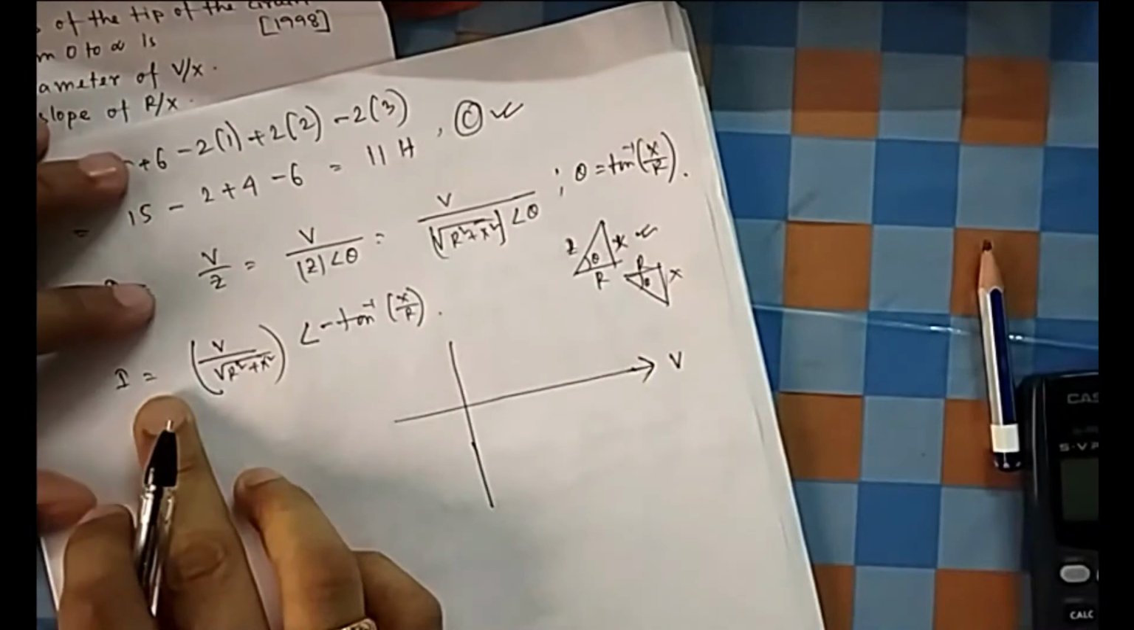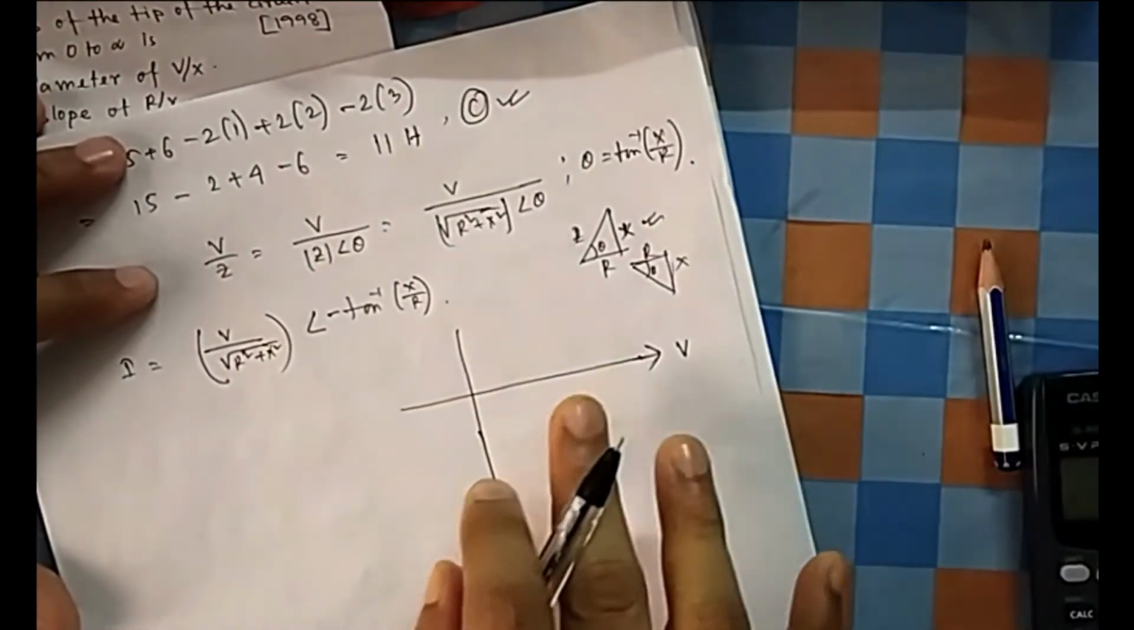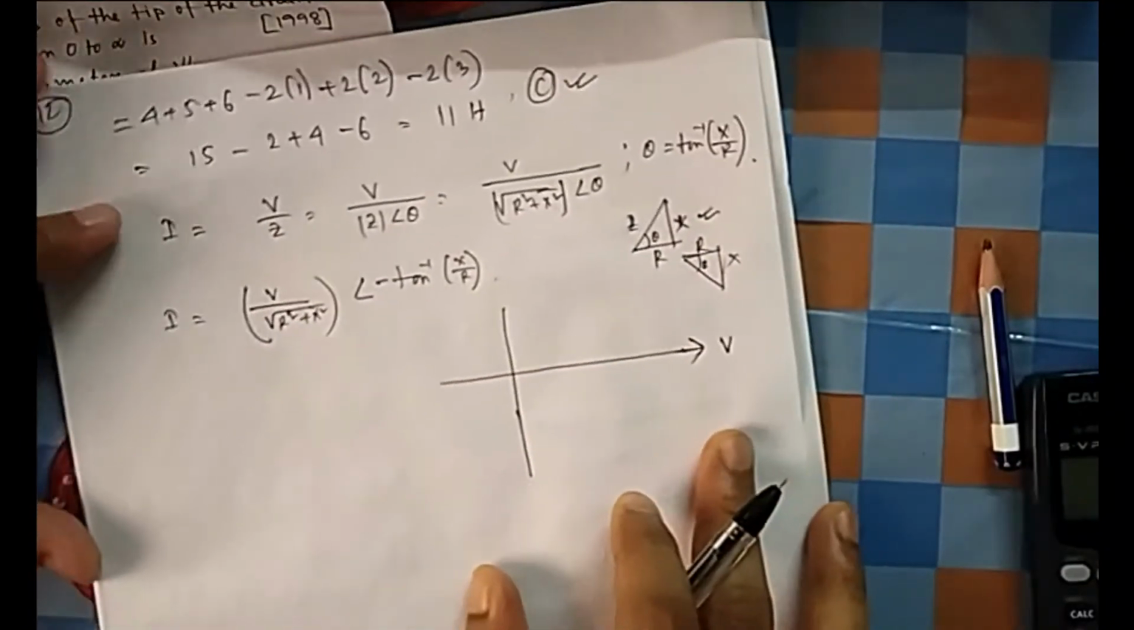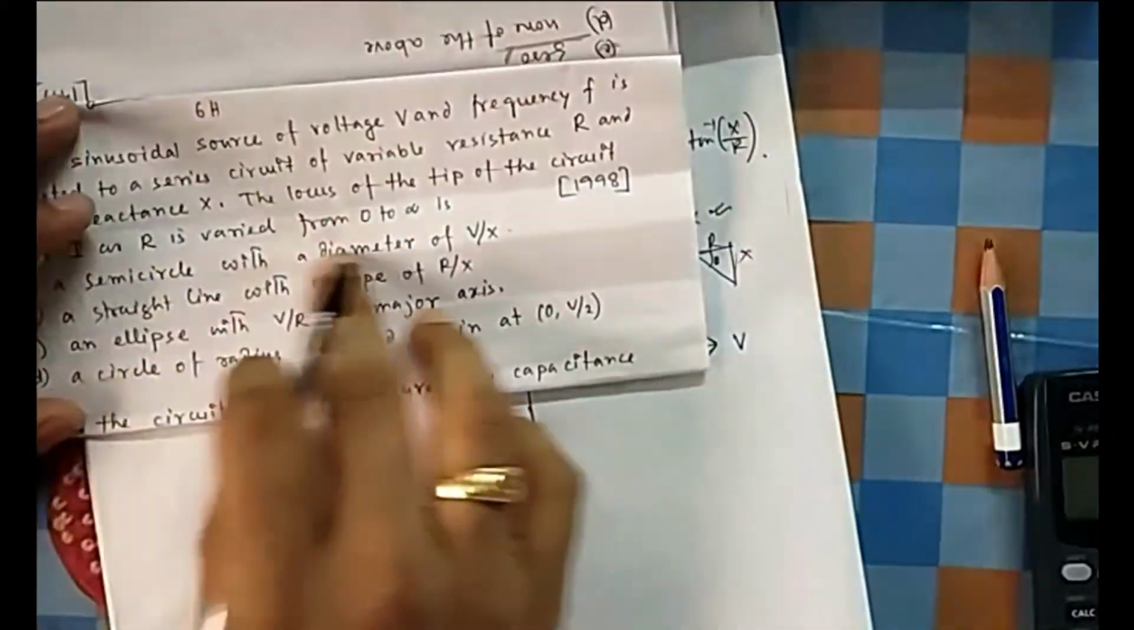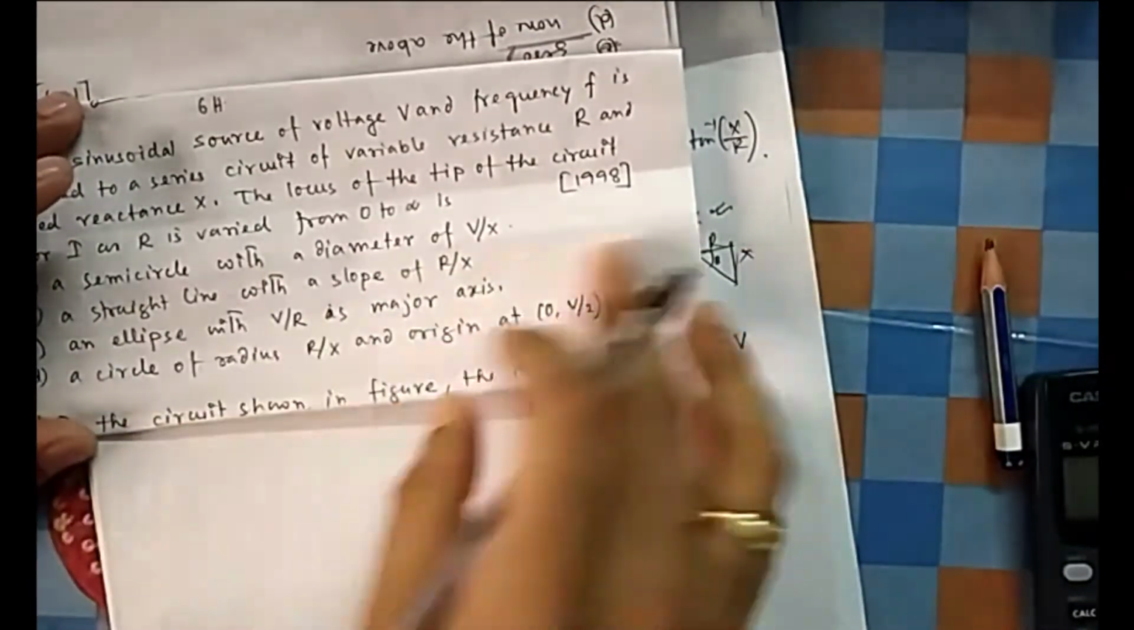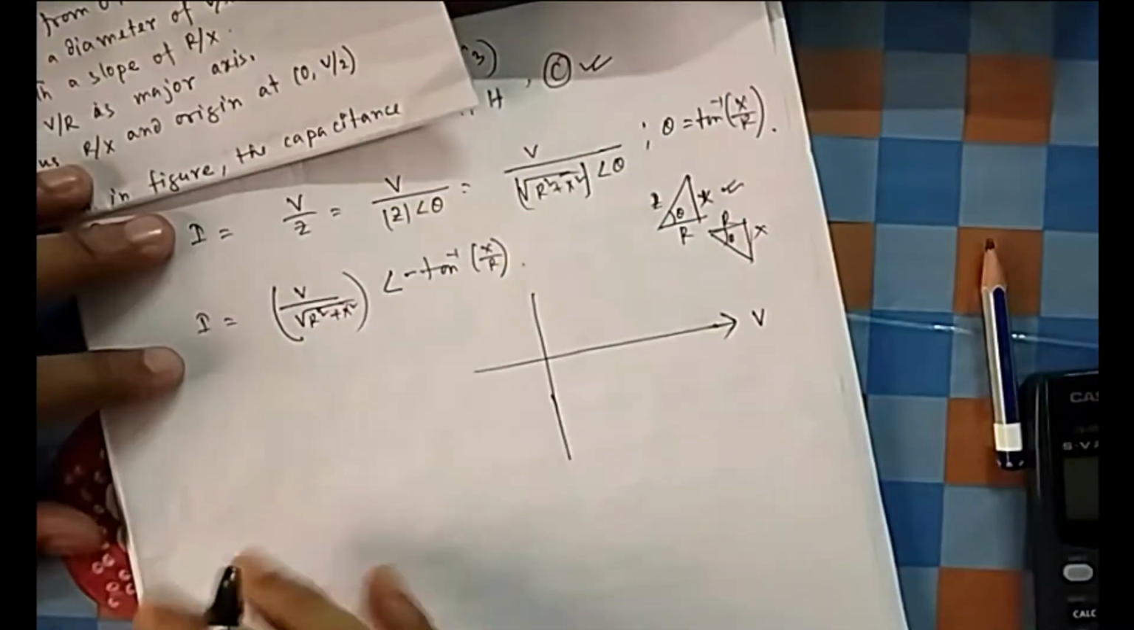What will be the location of I? For phasor diagrams, there is no need to calculate the exact equations of I. Just take some idea, and from the options you can play with it, whether it looks like a semicircle, straight line, ellipse or circle. So let us vary R.